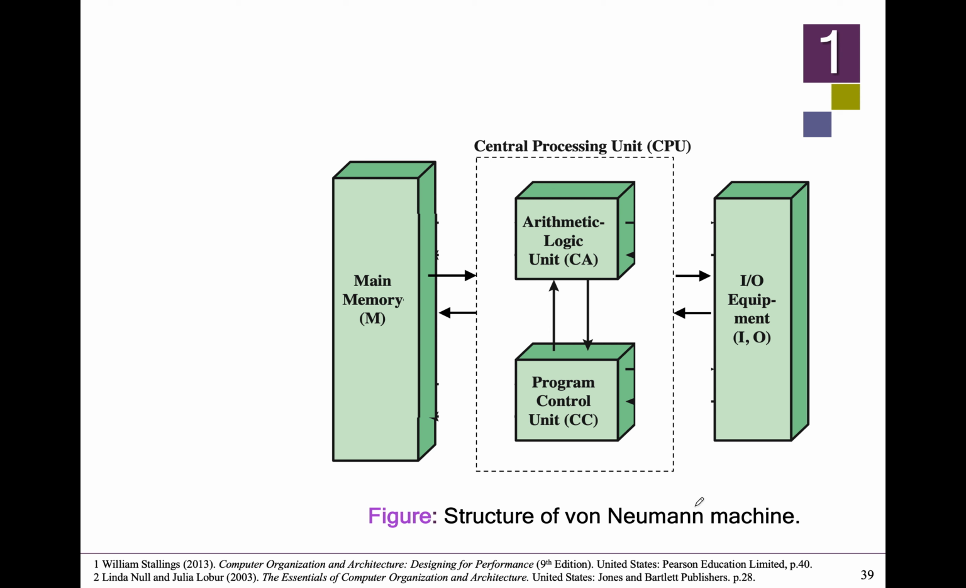This is how the architecture of von Neumann machines looks. You can see that there is a main memory, and it connects to the CPU, our central processing unit, including the arithmetic logic unit, ALU, and also the program control unit, CU.